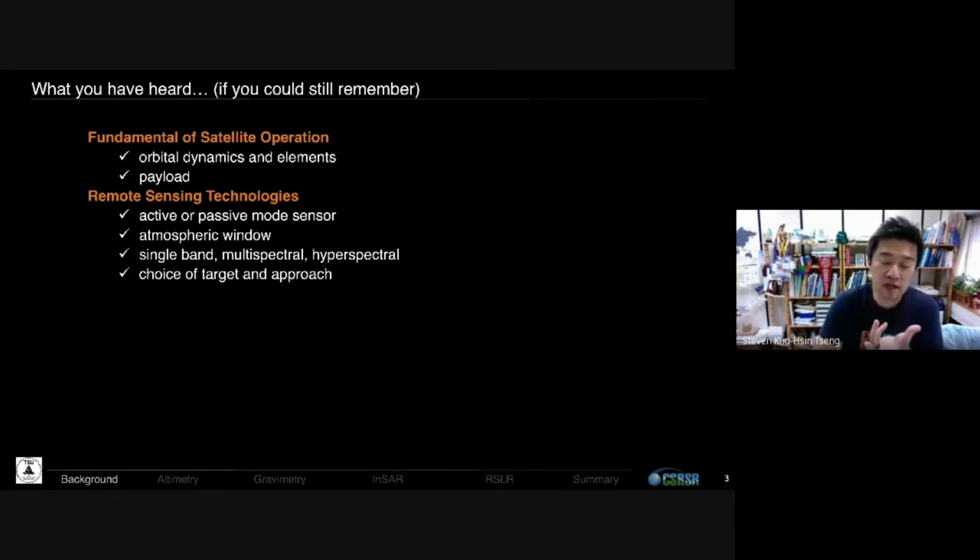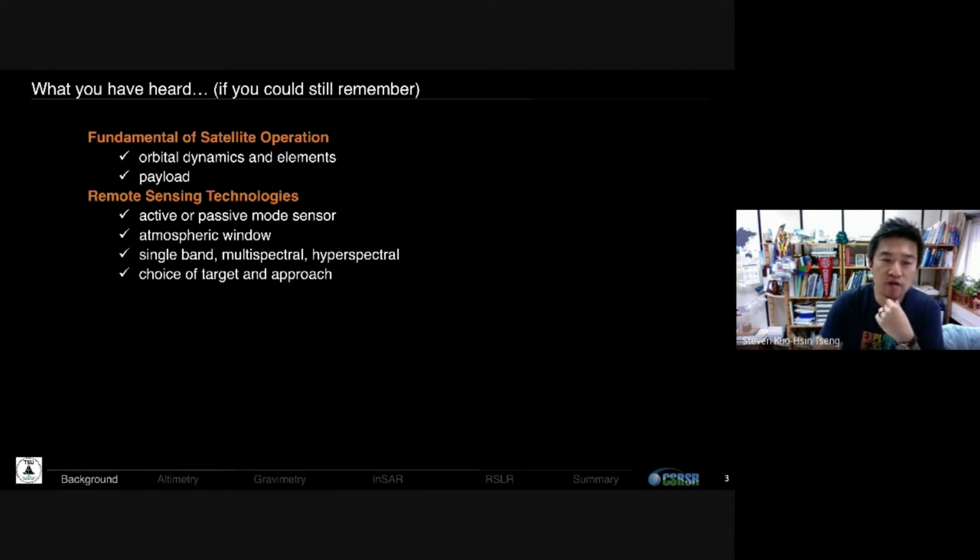Then we can call that multispectral because we have different scattering responses from different energy sources. And it's quite important to understand your target because once you know what you are trying to measure, then you pick good tools and an appropriate signal to achieve your goal.